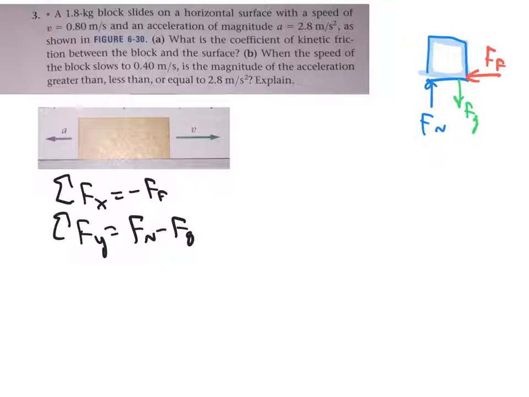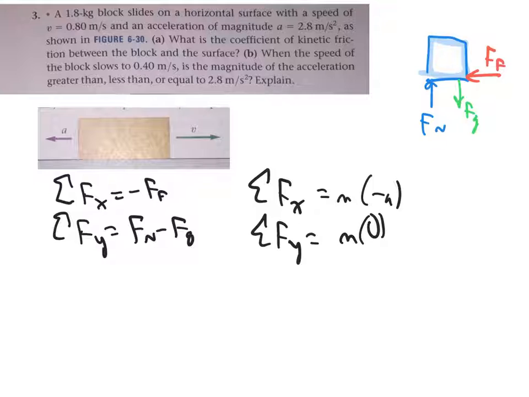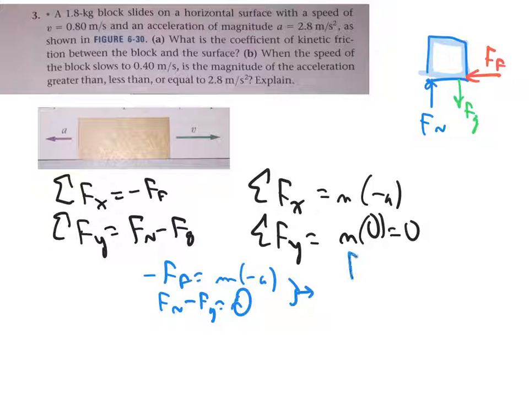Then from the second law, we would have the sum of the forces in the x direction is the mass times minus a, and the sum of the forces in the vertical direction is the mass times 0, which of course is just 0. Putting those together, we have minus Ff equals m times minus a, and Fn minus Fg equals 0. We would probably turn these into Ff equals ma, and Fn equals Fg, which is m times g.